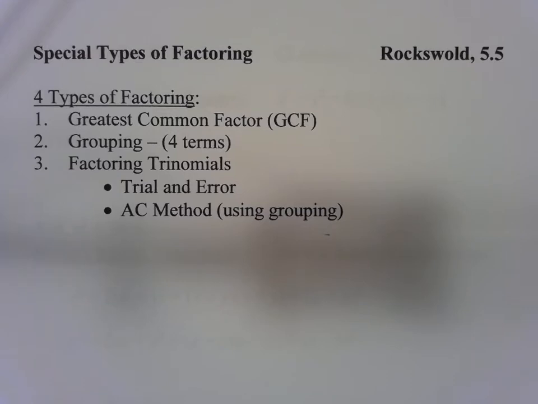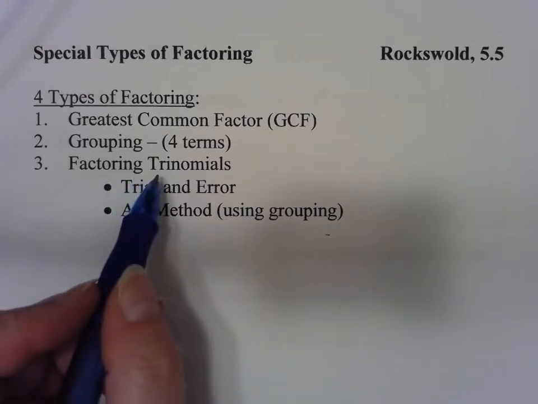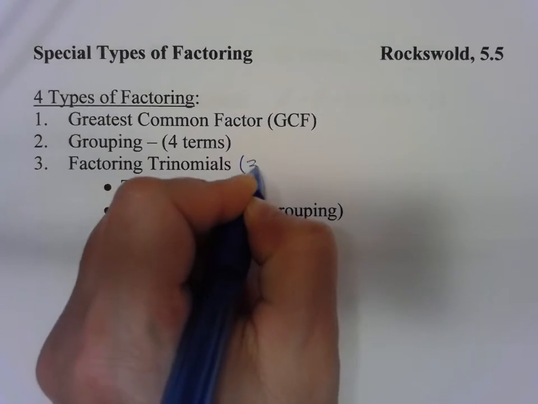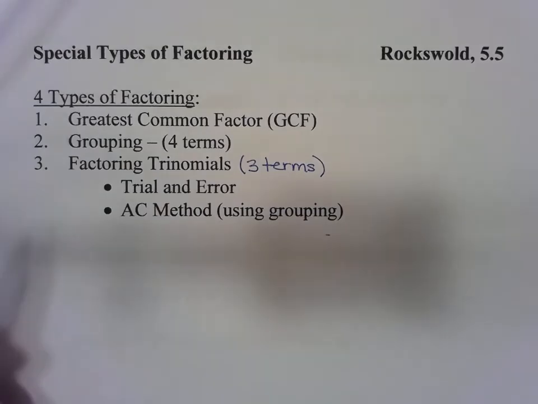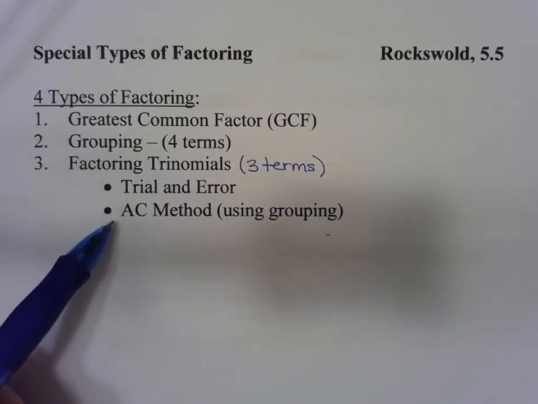This is a continuation from the last video. We started talking about factoring. I like to break my factoring strategies into 4 types. The first would be the greatest common factor, or the GCF. Then if I have 4 terms, I'm going to factor by grouping, which is the second strategy. Trinomials have 3 terms. In the last video, we looked at both trial and error and the AC method to factor a trinomial.